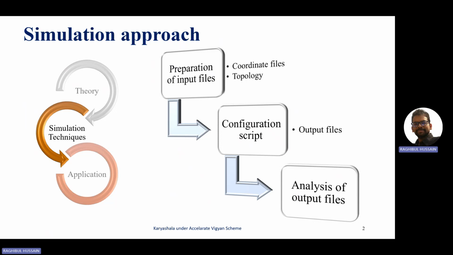In this simulation technique, we have three things. First is the preparation of input files, which contains the coordinate files and the topology. Then we have the configuration script. I will show you how to do the configuration of energy minimization, equilibration, as well as the NPT and NVT simulations for GROMACS. And then analysis of the output files, meaning analysis of the trajectory, whether you want to do the RDF, MSD, diffusivity, viscosity, etc.